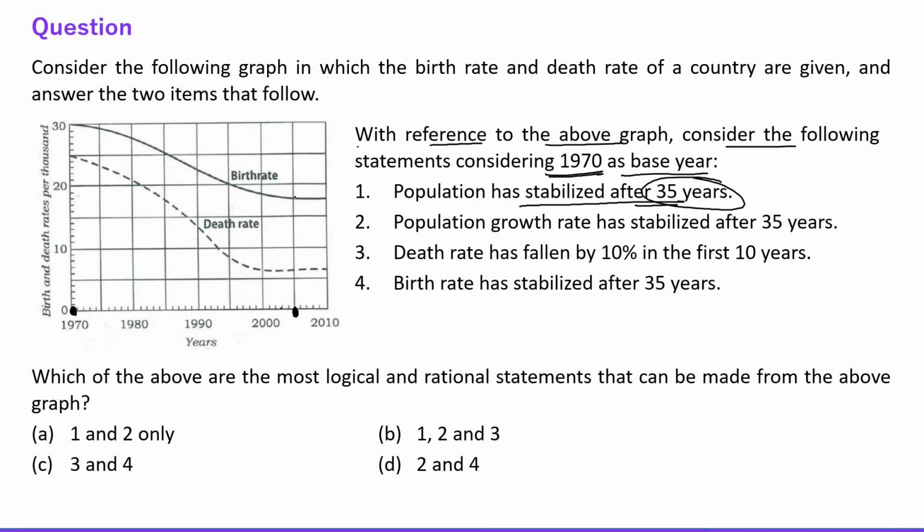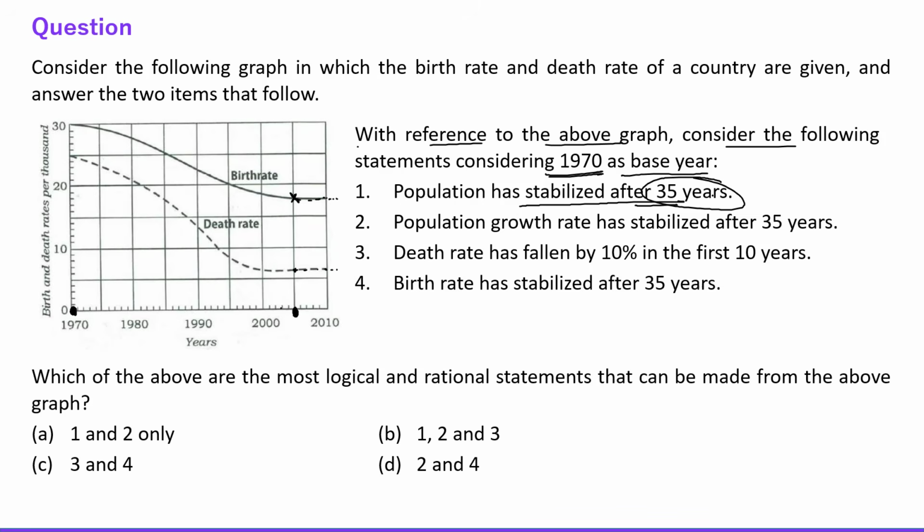In 2005, this is the birth rate, right? And this is the death rate. So after 2005, this is the birth rate and this is the death rate. So population has stabilized after 35 years.